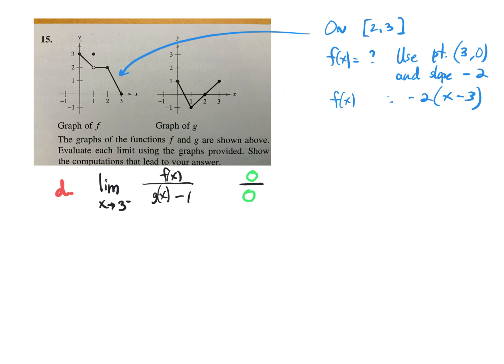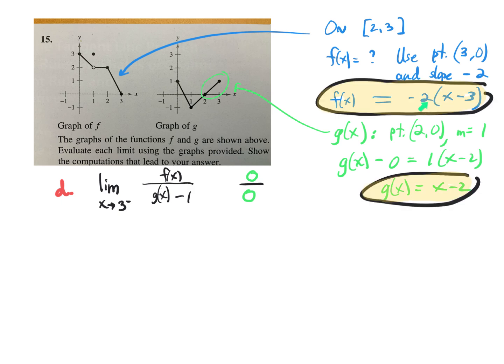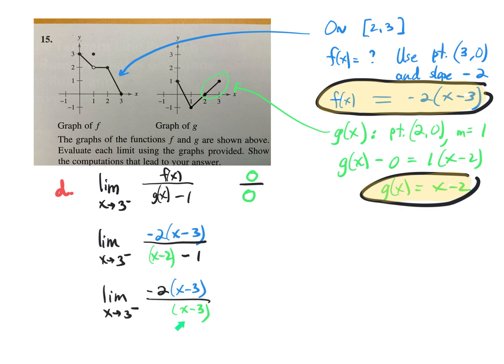I can erase this minus 0. Same thing, goes to this point, has this slope. So using point slope form, this equation is x minus 2. All right, now we're going to put these expressions for f and g, respectively, into our limit expression. There is the substitution, a little simplification. These factors cancel out, and we have a limit of -2.